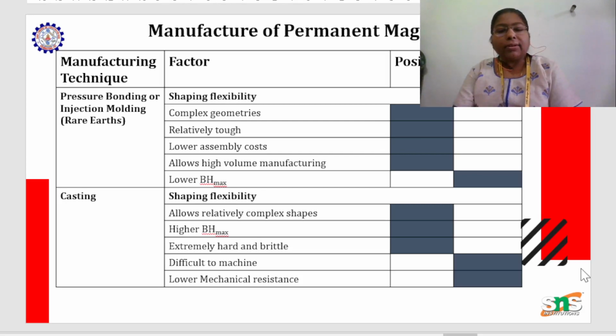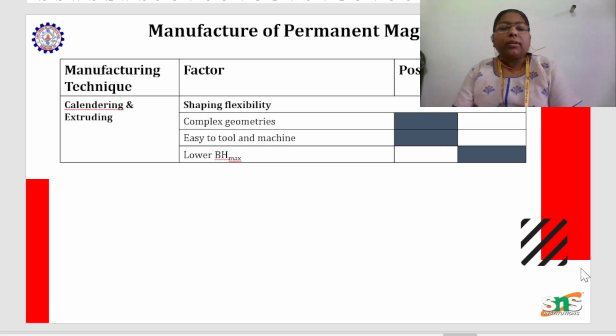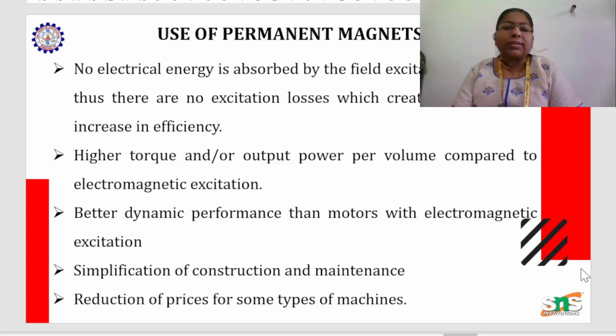In casting technology also, it is similar. The mechanical resistance is going to be very low. In the case of calendering and extruding processes, the main drawback is lower BH max, but you can come out with any complex geometries in the case of calendering and extruding techniques.